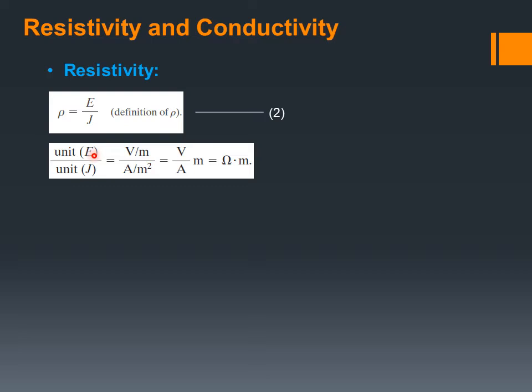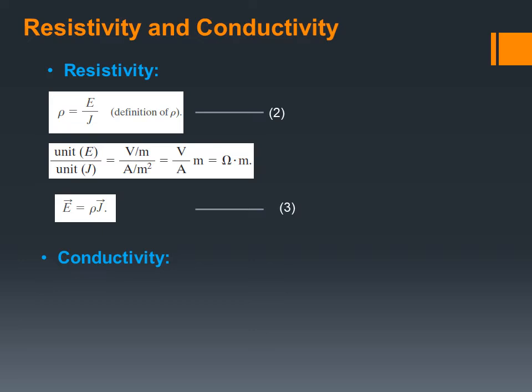How does it come? The unit of electric field is volt per meter. The unit of current density is ampere per meter square. 1 m in the denominator will cancel out with another m in the numerator, and this will become V over A meter, and V over A is ohm, so ohm meter. We can write this equation in terms of vectors, that electric field will be equal to rho J. So just rearrange this equation. Rearrange equation number 2, you will get equation number 3.